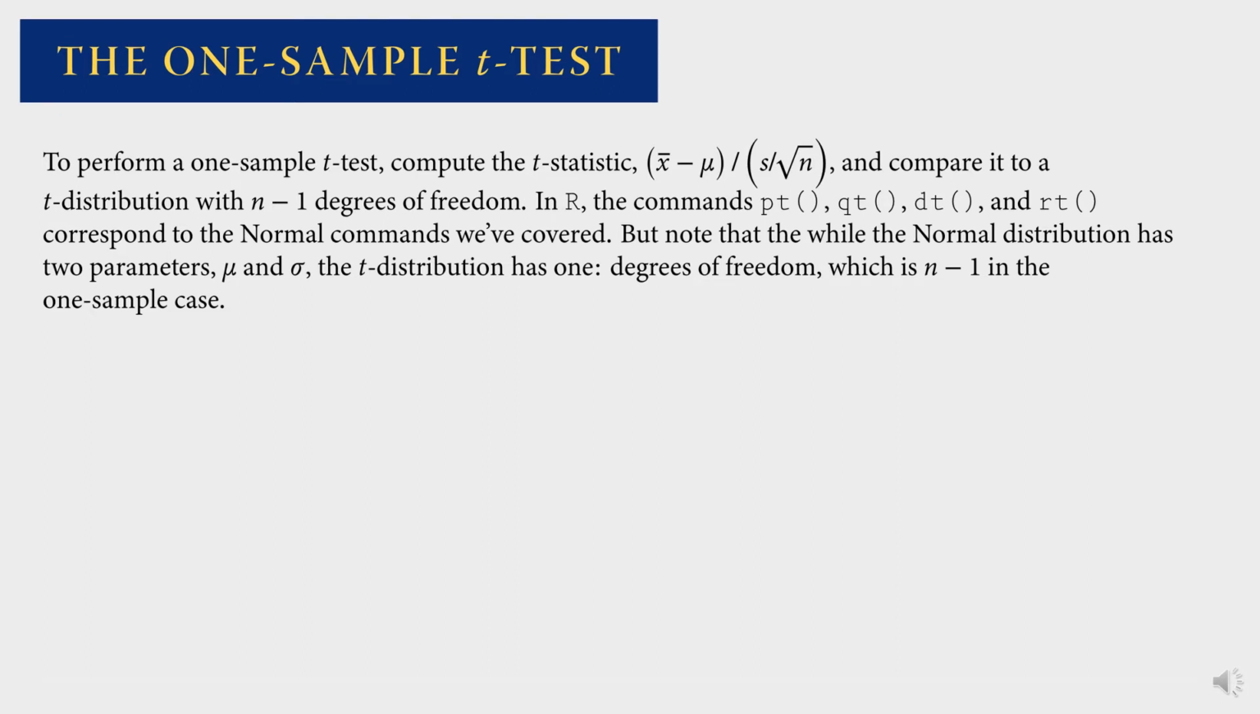The commands we use for a t-distribution are pt, qt, and dt. They work the same as the corresponding normal commands, but with the t-distribution, the only parameter is the degrees of freedom. These don't take a mu and sigma argument like the normal commands do.